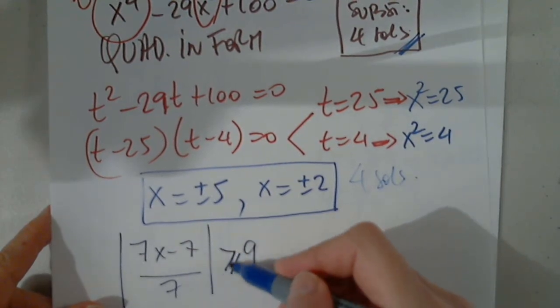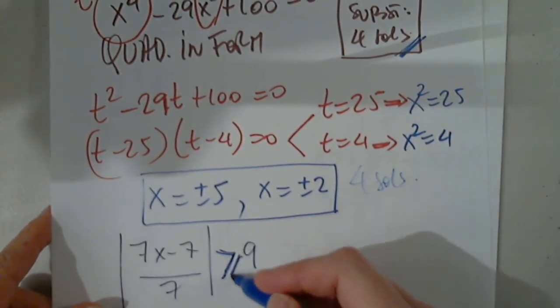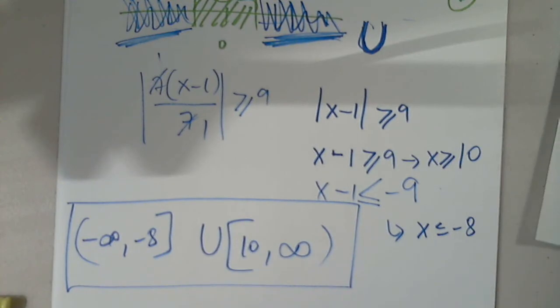This is always going to be the case when you have an absolute value greater than or greater than or equal to: the union.